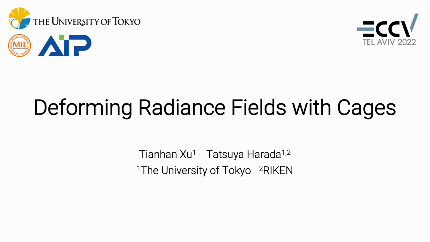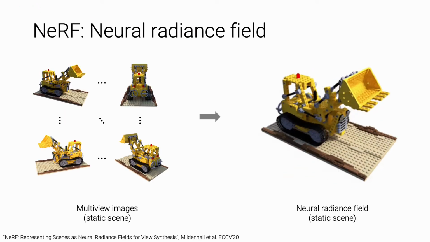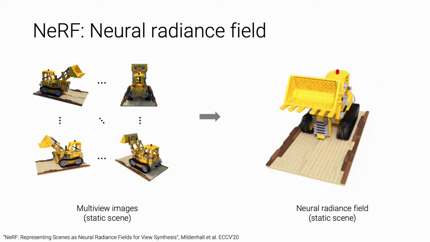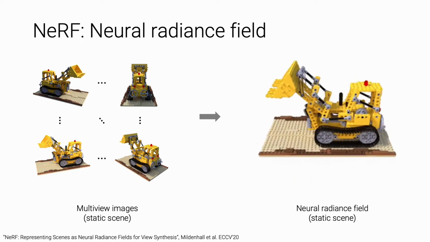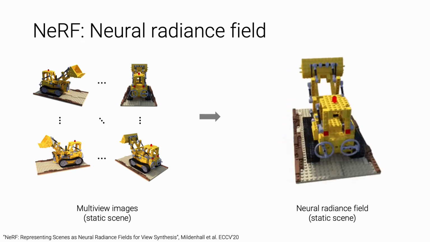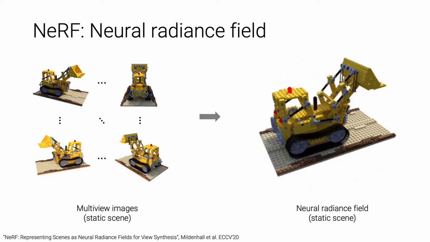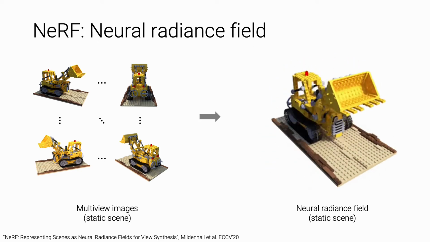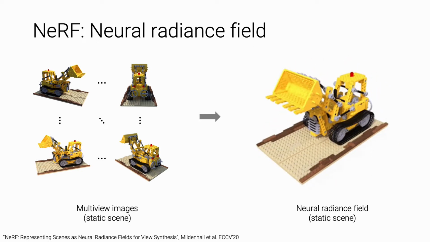We present deforming radiance fields with cages, a simple yet effective approach for radiance field deformation. In this work, we focus on the deformation of the neural radiance field, or NRF. NRF recovers 3D scenes from posed multiview images and allows photorealistic rendering. However, conventional NRF can only model static scenes.